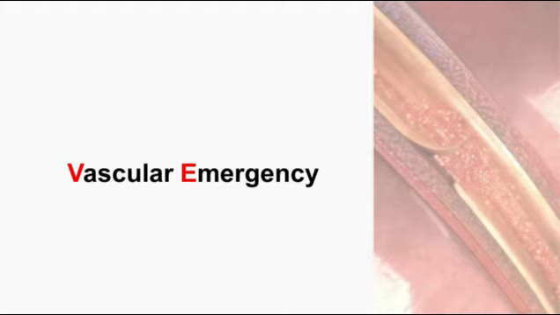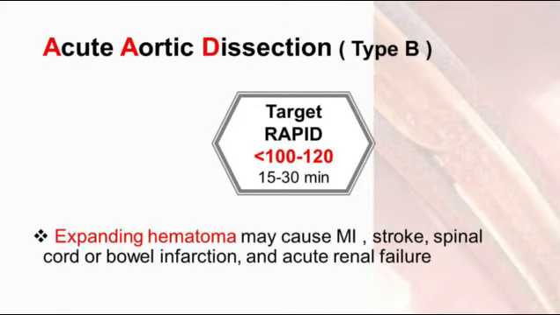Now we move to vascular emergencies. Acute aortic dissection, which is type B, the medical one. Our target is a rapid decrease of the blood pressure to less than 100 to 120 within 15 to 30 minutes. So we need that rapid response to decrease the blood pressure.